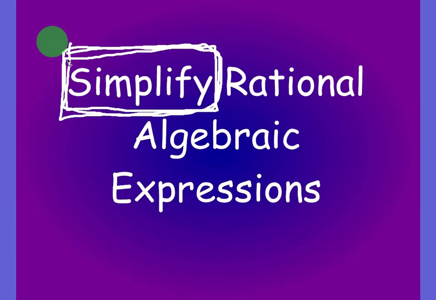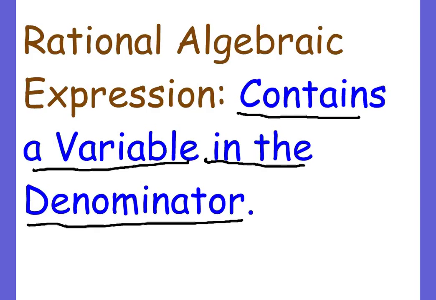Alright, this lesson is on simplifying rational algebraic expressions. So basically it's going to have variables in it, and it's going to be a fraction. That's what a rational algebraic expression is. Another way to put it is it contains a variable in the denominator. Okay, so I guess technically if it was x over 3, debatable whether or not that's a rational algebraic expression, but certainly when there's a variable in the denominator, it is a rational algebraic expression.